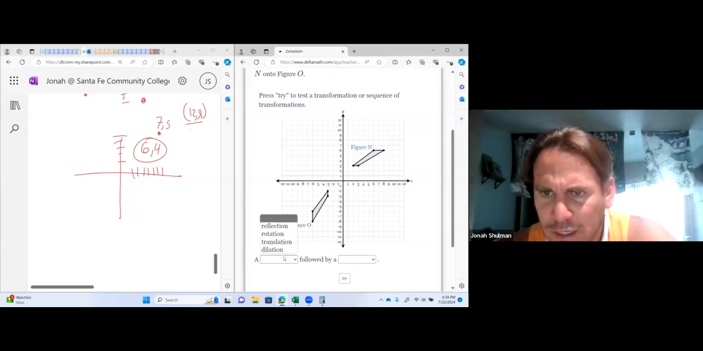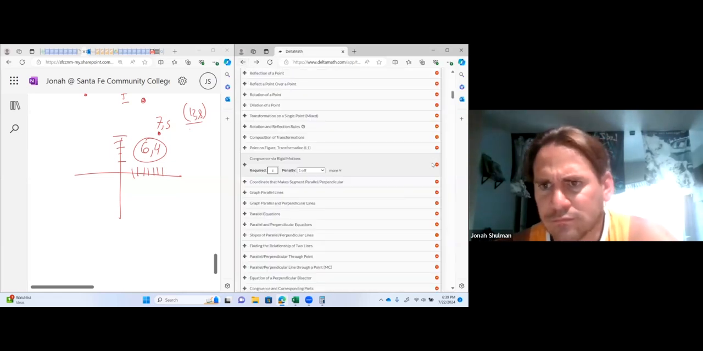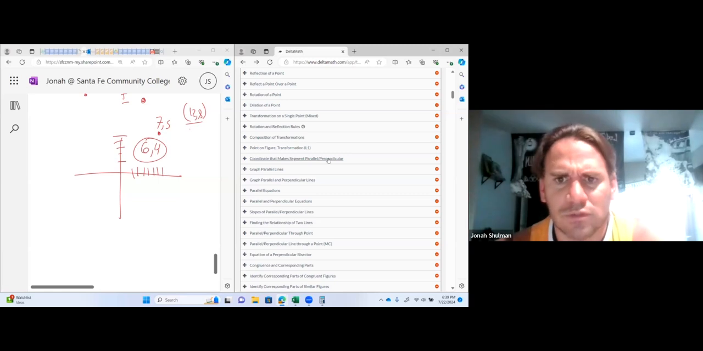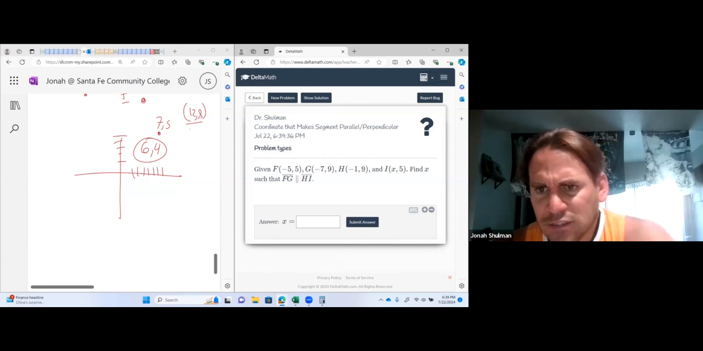We did this one already. All right, so let's do this one. Coordinate that makes it parallel. Negative 5, 5, negative 7, 9, H negative 1, 9, and I are X 5. Find it such they're parallel.